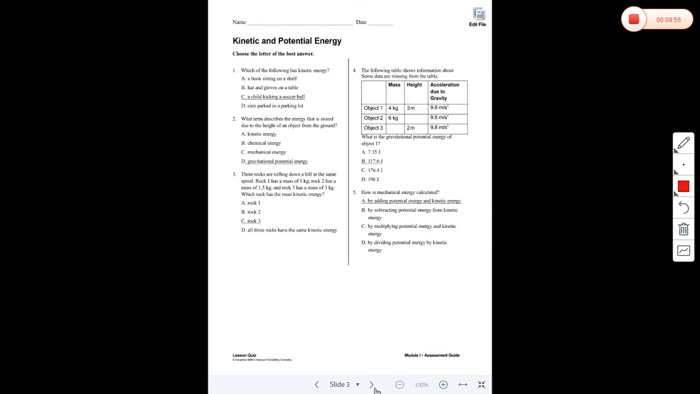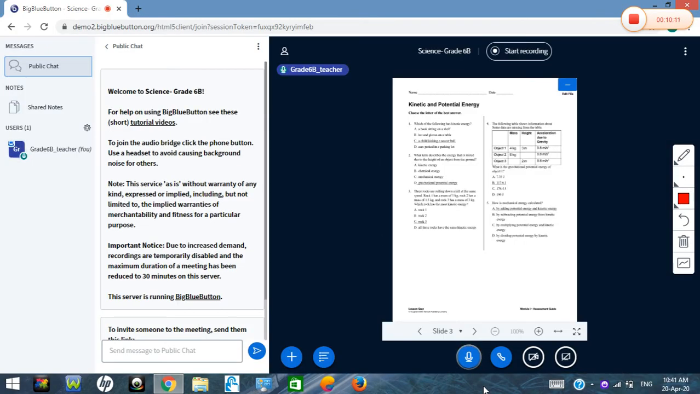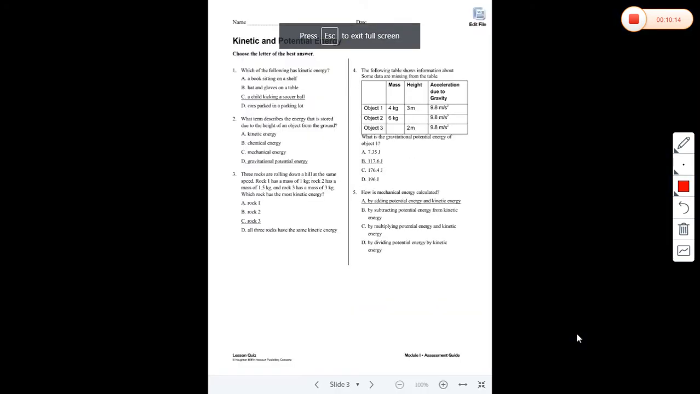Next one, the kinetic and potential energy. What is the meaning of potential energy and what is the meaning of kinetic energy? Kinetic energy is the work done by an object during motion. For example, when you kick the ball, you make kinetic energy because the ball moves after your kick.